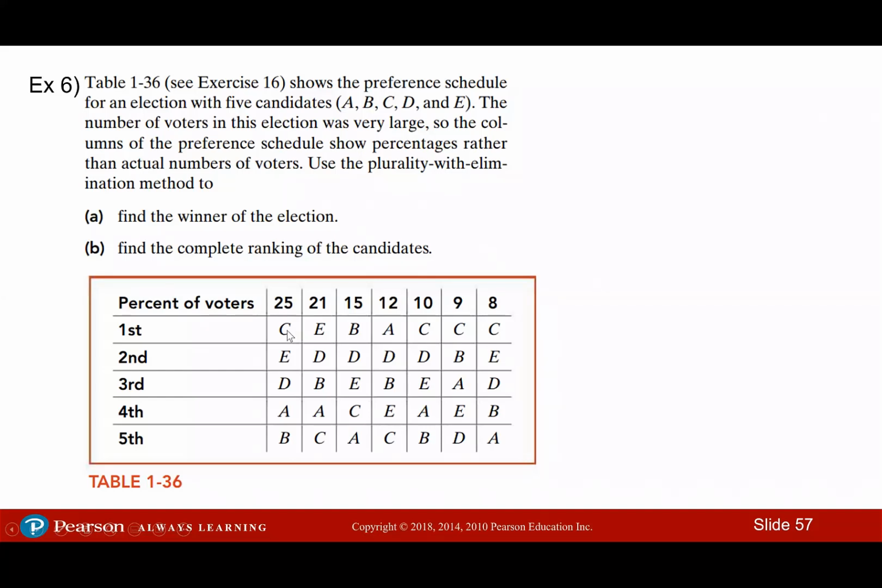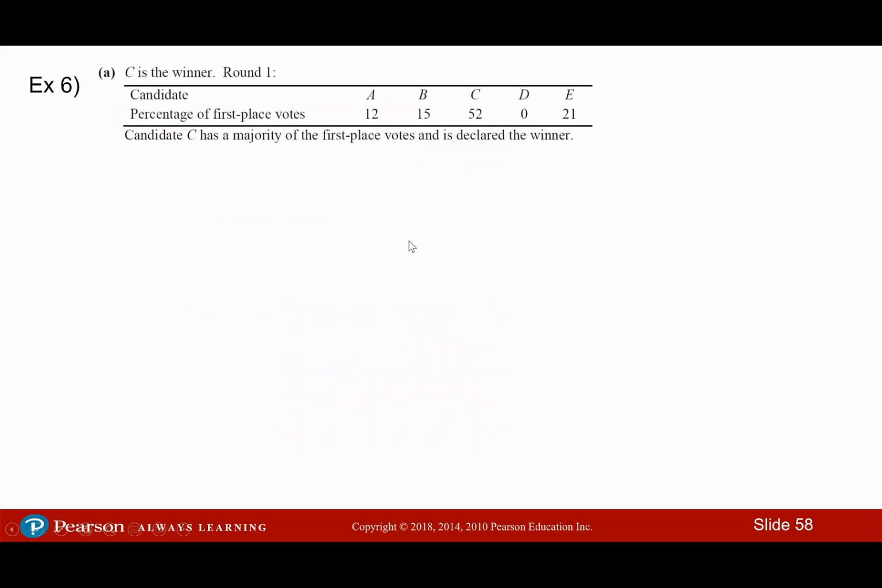So let's go. The first place votes only count. So A has 12, B has 15, C has, wow, this looks like this is 35, 44, 52. So C has 52 votes. D has none. So let's go with it. So first round, round one only. This is percentages, and C is above 50%. They are declared the winner. We're done. There it is. Just needed one round for this to happen. So now let's go for the ranking.